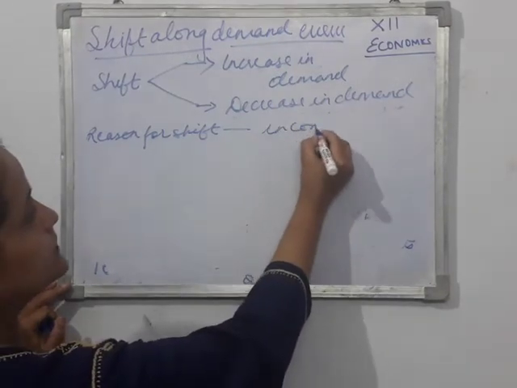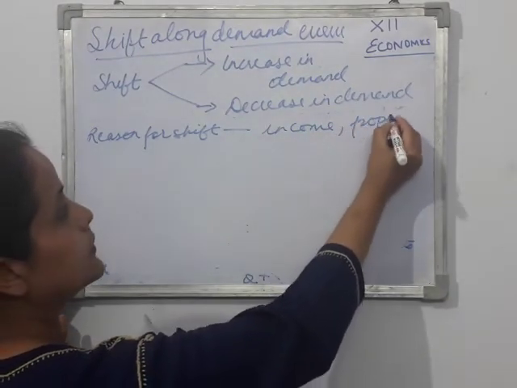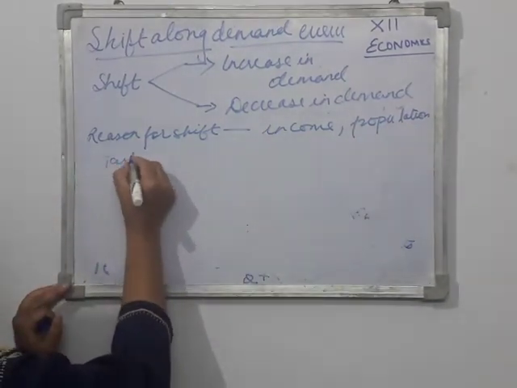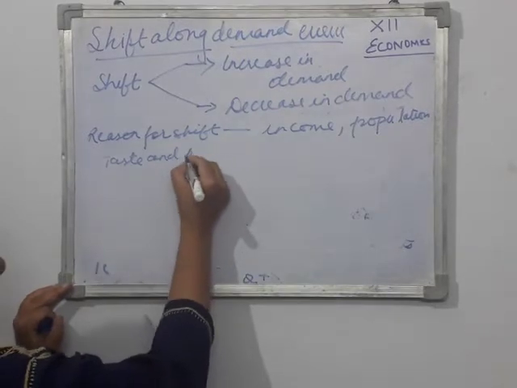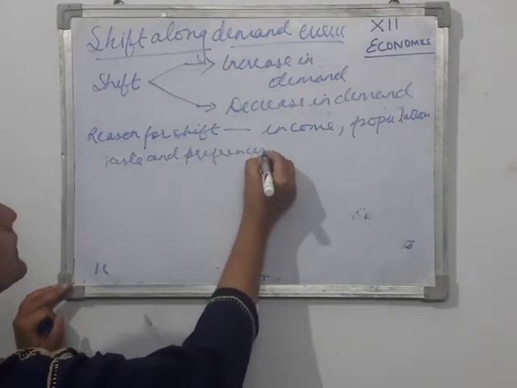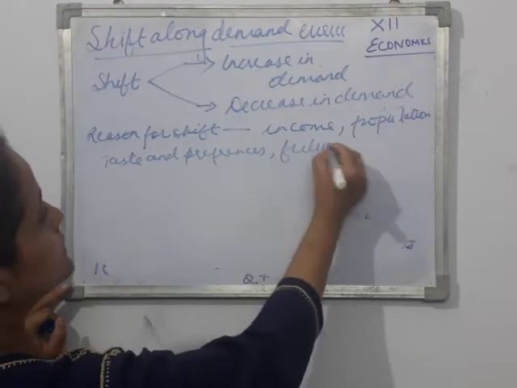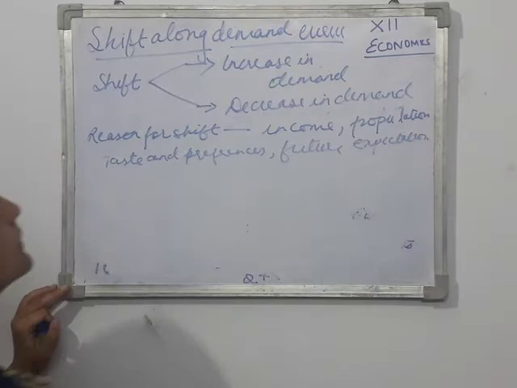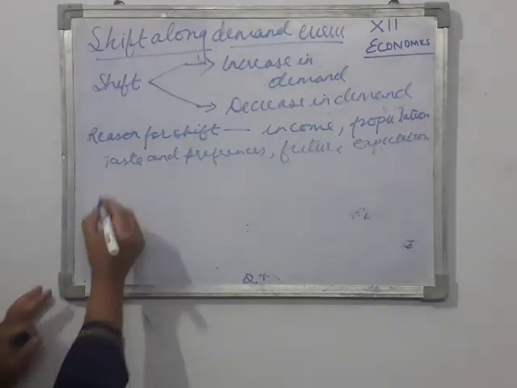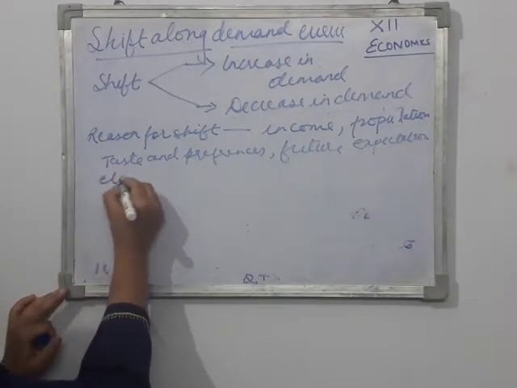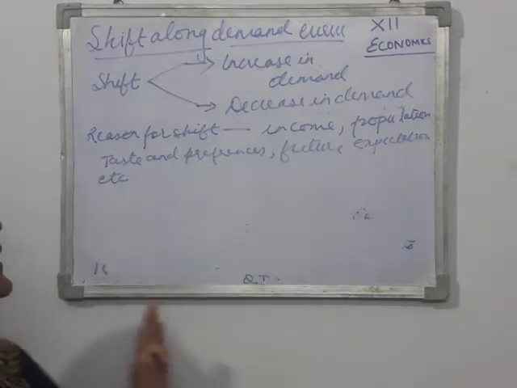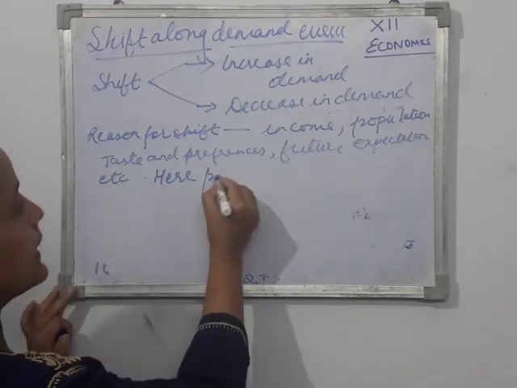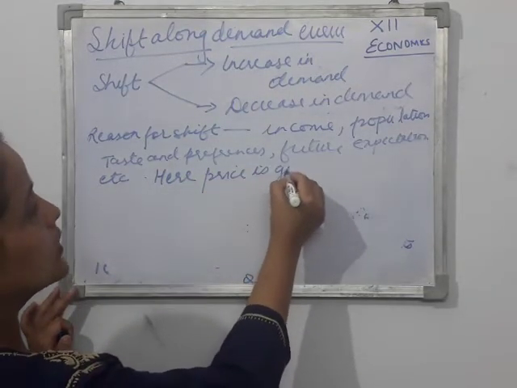income, it could be any of the determinants of demand, all except price. Population, taste and preferences, future expectations, etc. So here the price is going to be constant. ये बात बहुत इंपॉर्टेंट है जो ध्यान रखनी है. Here price is going to be constant.